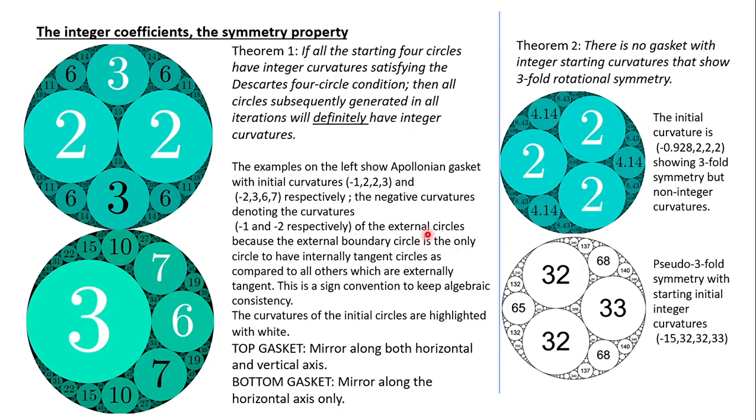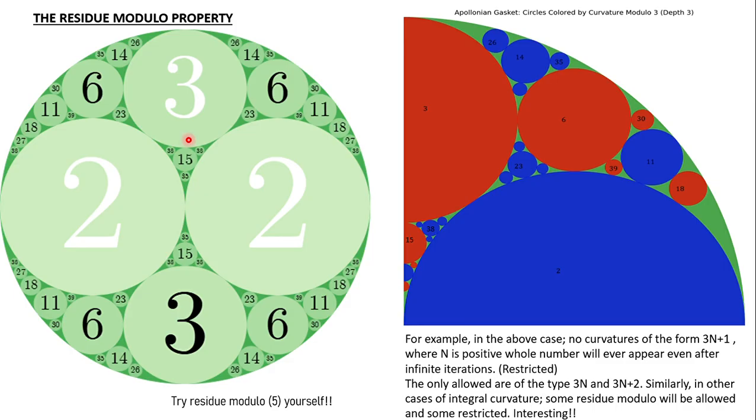I mean, what's good of that? Maybe something, but essentially that's all. This is the highest symmetry that this Apollonian packing can generate.